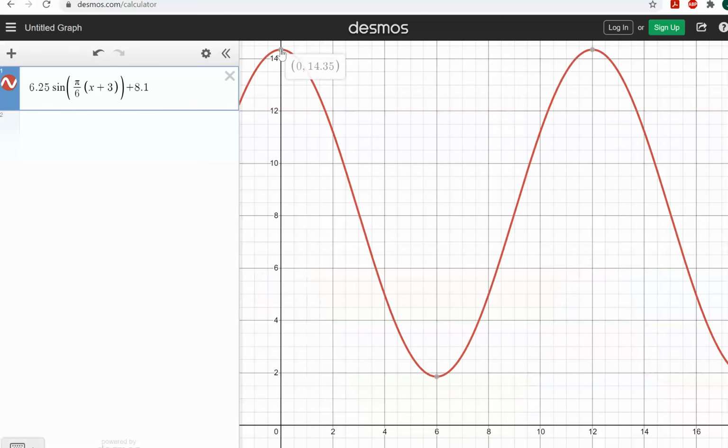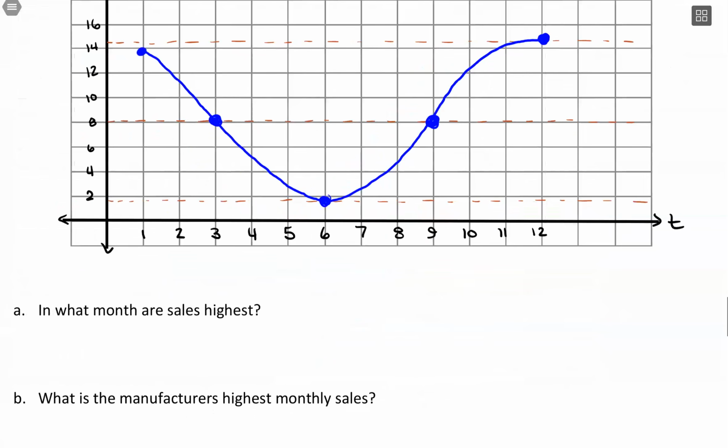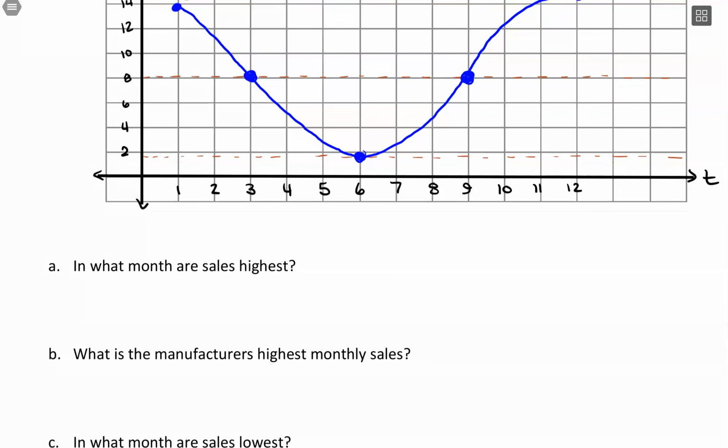So here I can see how we're starting up at that maximum. There's that 14.35, decreasing down to the minimum, 1.85, and back up to that maximum of 12. Alright, so now let's answer some questions. In what month are sales highest? So basically, when are we reaching that maximum? And what we can see is that that was happening in month 12, which is December.